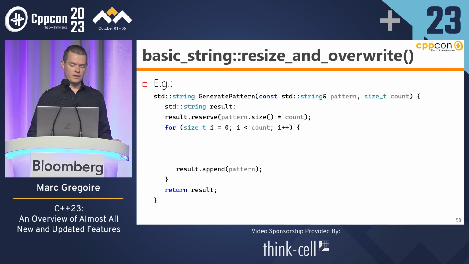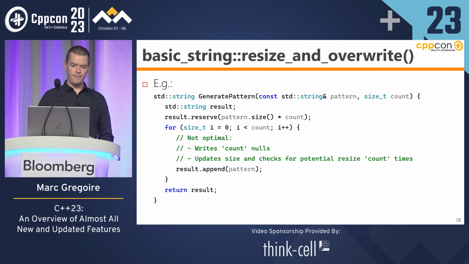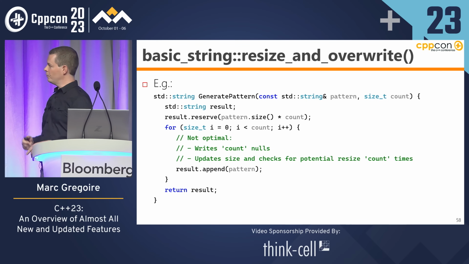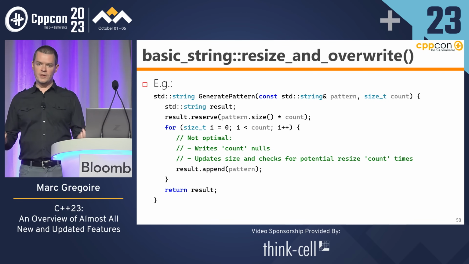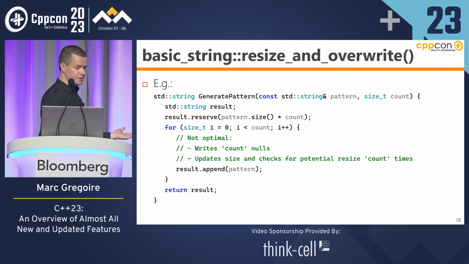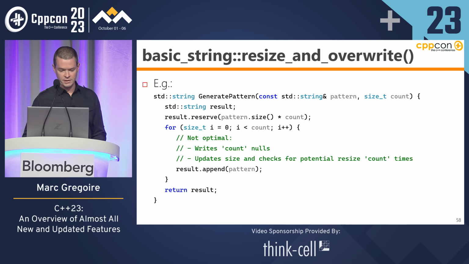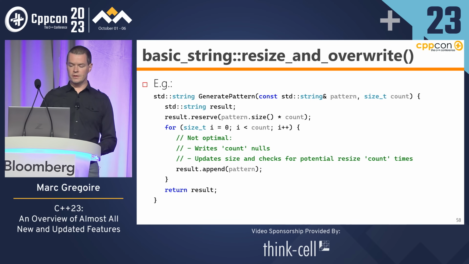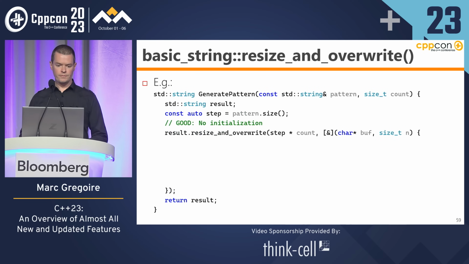So what's wrong with this? There are a couple of performance issues here. On every append, we're writing a null character. And on every iteration in this loop, we're updating the size of my string. And every time, we're checking if we do need to resize the string. Even though I reserved enough space, we're still checking if we do need to resize it. So in certain cases, this is not optimal.